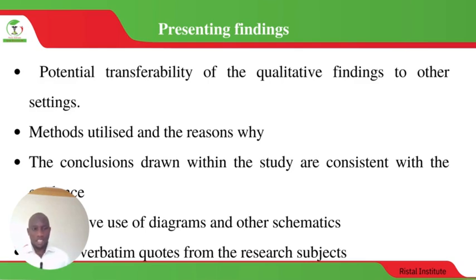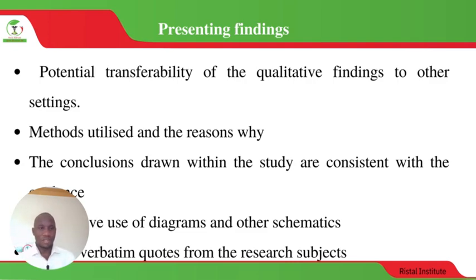We earlier on hinted on the fact that generalization in qualitative research is actually very hard. It's hard, but still you need to explain the potential that your findings can be transferred to other settings. You need to clearly state how you collected the data, describe how you collected the data, and why you used the methods that you applied.